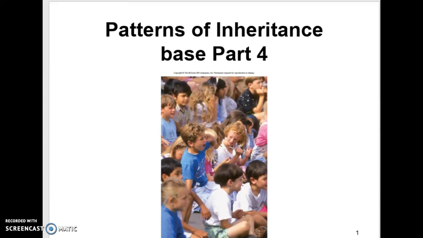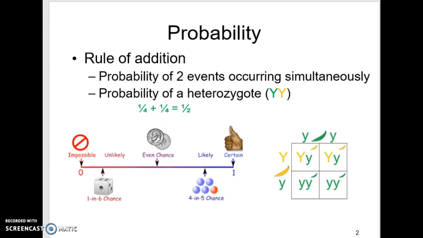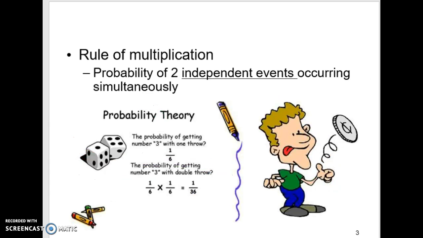So let's begin our fourth part in the patterns of inheritance lecture. Again, just trying to reemphasize, we've talked about Mendel and the genetic scenarios where you have a monohybrid versus a dihybrid and how we can use Punnett squares to make predictions about possible outcomes. In the last lecture, part 3, we talked about probability, about the rule of addition and the rule of multiplication. So these are things definitely to keep in mind and get comfortable with. This is how you predict the odds or determine the ratios of what you think is going to happen.